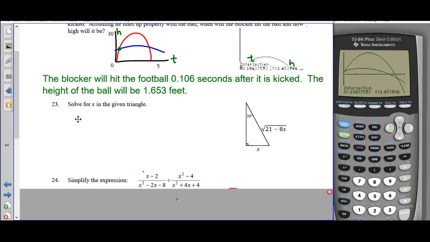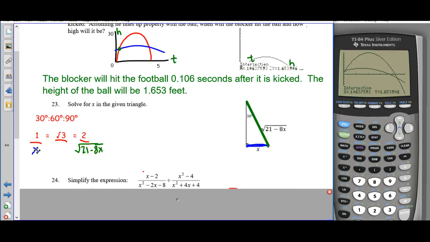All right, in number 23, it says solve for x in the given triangle. So I have this x over here, and when I'm looking at my triangle, there's my x. X is the small side across from the 30-degree angle in a 30, 60, 90 triangle. So I know my ratios for my 30, 60, 90 triangle, and I know that this side over here is the hypotenuse. So if I have my 30, 60, 90 triangles, my ratio of the sides are 1 to square root of 3 to 2.